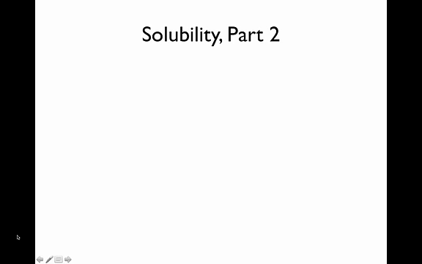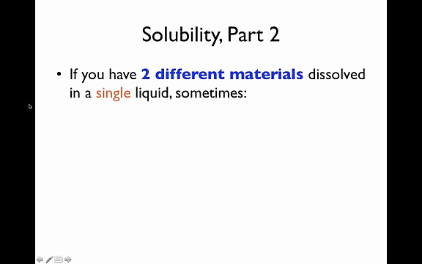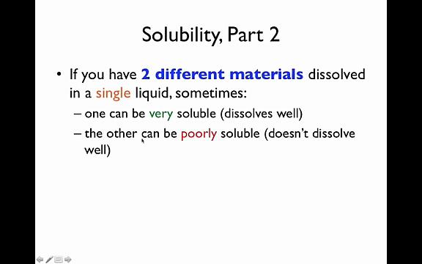But right now, I still want to mention a few things more about solubility. Another point about solubility is that if you have two different materials, so you can have material A and material B, that both dissolve in a single liquid, sometimes one of the materials can be very soluble, and very soluble just means that it dissolves easily in some particular liquid, and maybe the other material is poorly soluble, and what that means is that it does not dissolve easily into that liquid. And this is true in a lot of cases. There are many different chemicals.